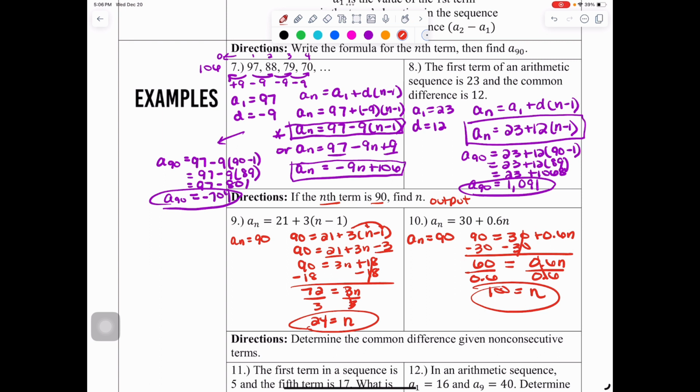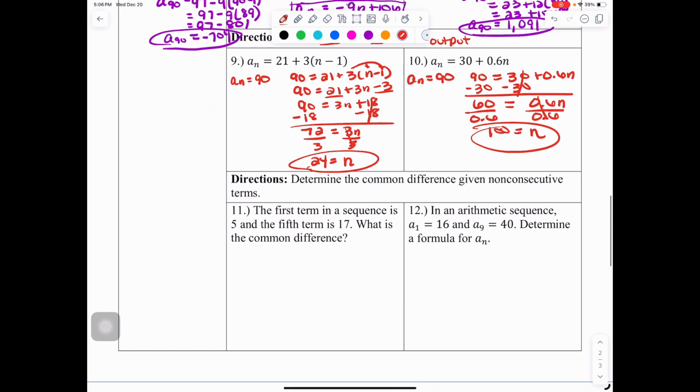Now the last application under using the formula says determine the common difference given non-consecutive, that's the important part, terms. So every other time we've done this, we've had the first, second, third, fourth, or the first, second, third. We've had terms that were in a row. We could easily figure out the common difference. Sometimes they're going to give us the first term, but they might not give us anything other than the third, or the seventh, or the fifth. So what do you do when that happens?